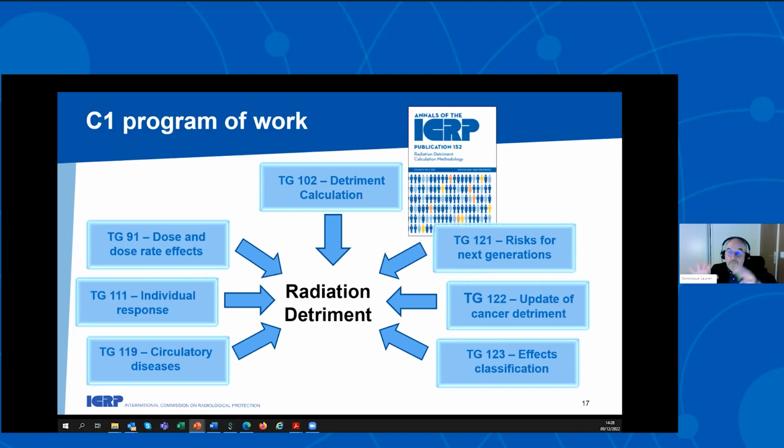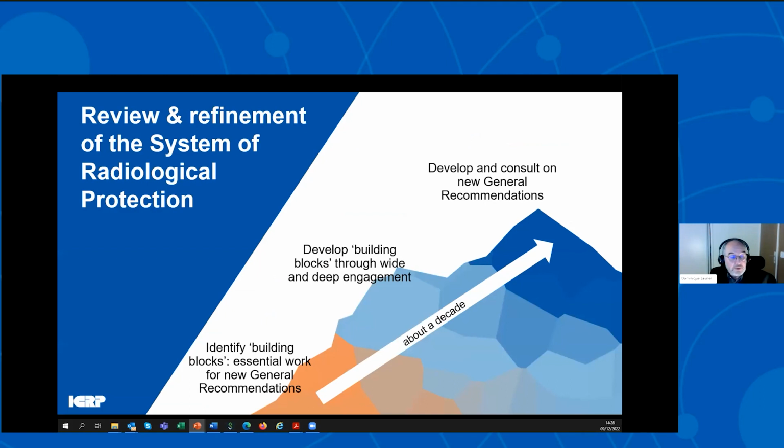And so from all these different task groups, from these different building blocks, the work to identify the building blocks that are needed to update the detriment calculation has been done. These task groups are working in progress, so to develop these building blocks, and from that it will contribute to the development and the consideration about the preparation of the next general recommendations, and the process is intended to be for about 1 decade from now.